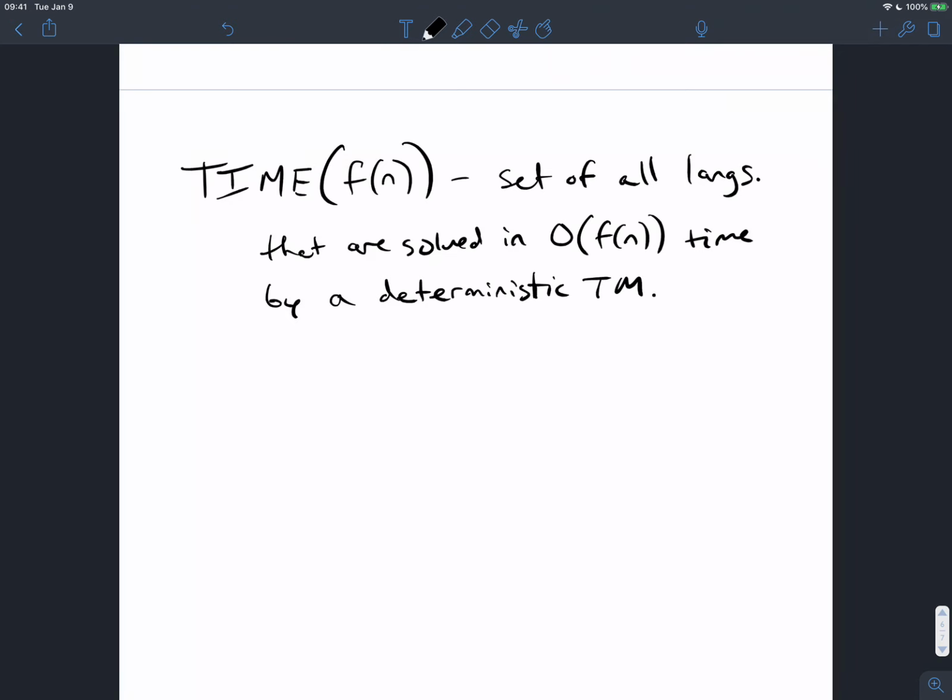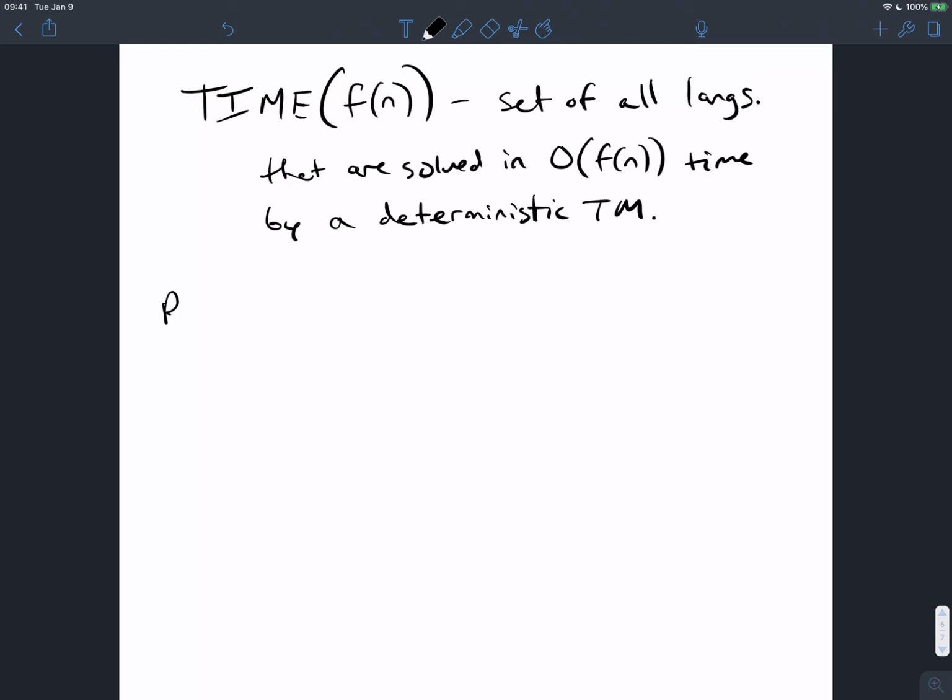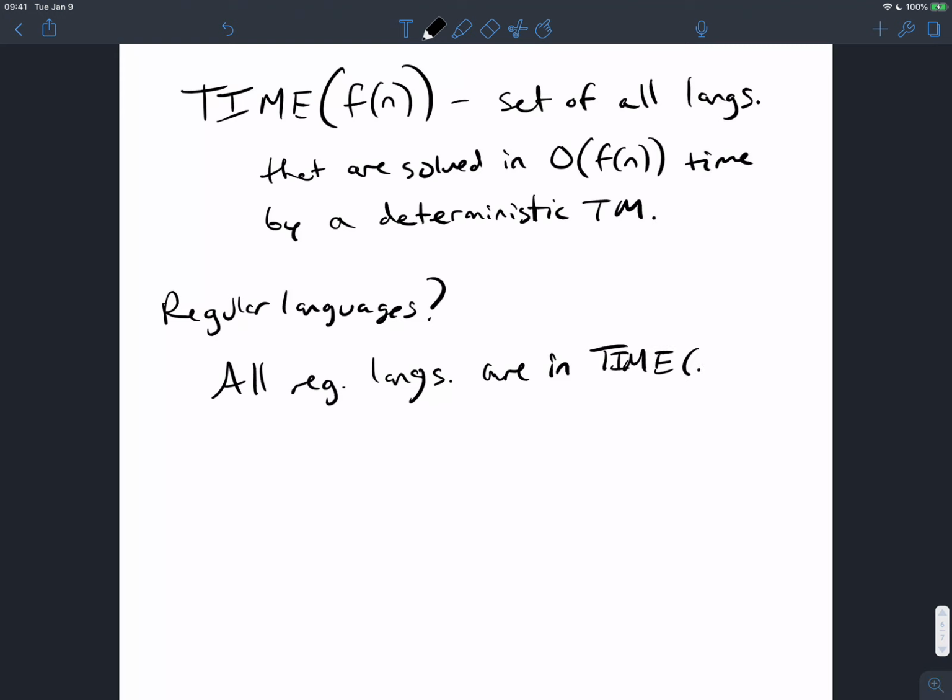So what about regular languages? If I give you an input of length n, how long does it take, order of, for a DFA to check whether a given input of length n is accepted or not? Order n time, right? So in fact, all regular languages, because of this, are in time of n. Because I can just run for order n time and we're all set.